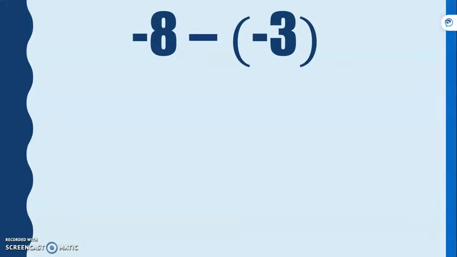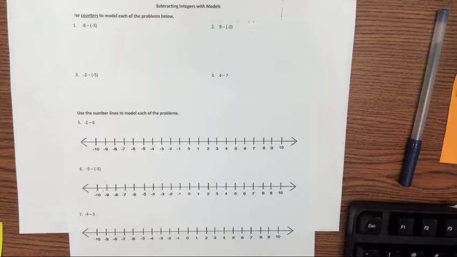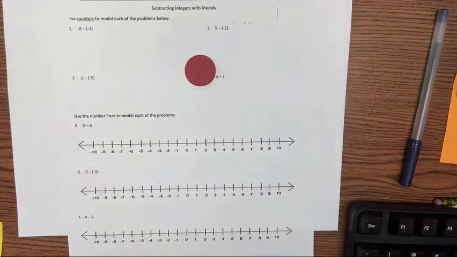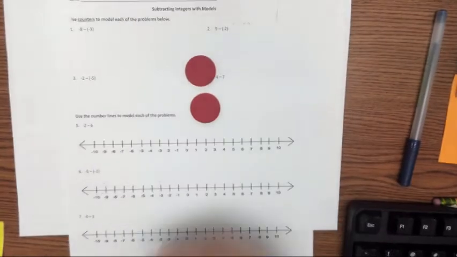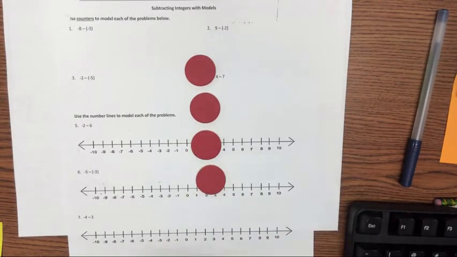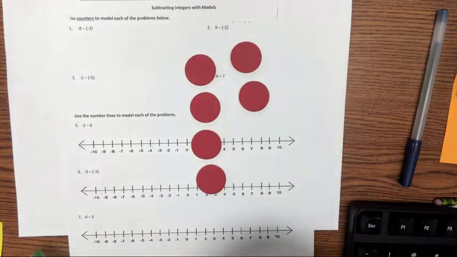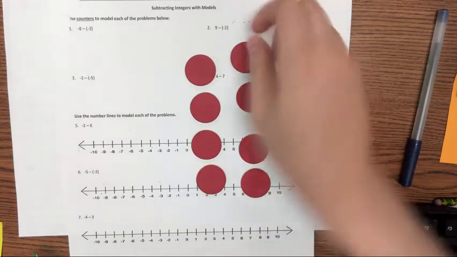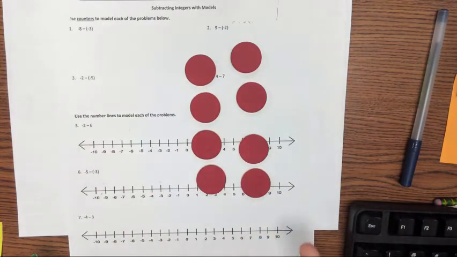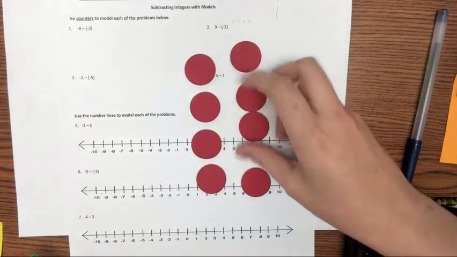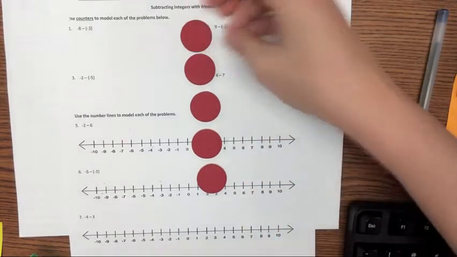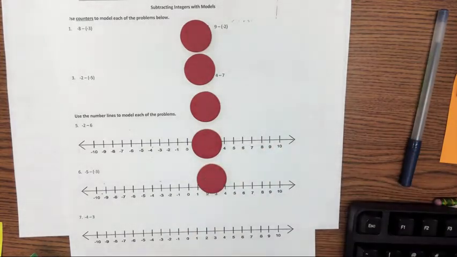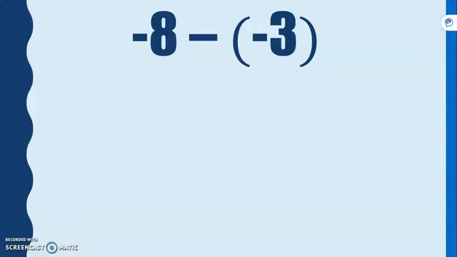-8 minus -3. So I'm going to put -8 counters on the table. So I got 1, 2, 3, 4, 5, 6, 7, 8. And it says take away 3 negatives. Do I have 3 negatives to take away? Yes, I do. So I'm going to take away the 3 negatives, and I'm left with 1, 2, 3, 4, 5. 5 negatives. So I'm going to rewrite -8.